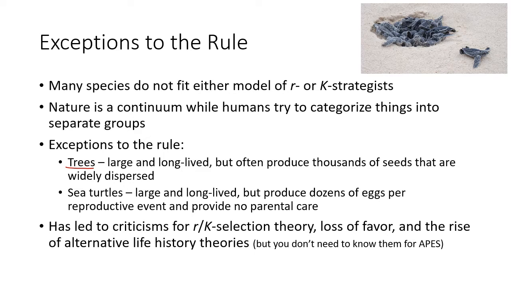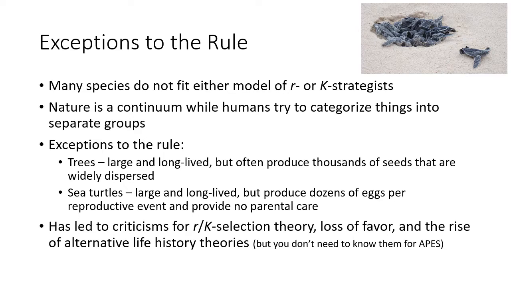Okay. Another example is sea turtles, if we're looking at an animal example. They're large and they're long-lived, but they produce dozens of eggs per reproductive event. They provide no parental care. Once the mother lays these eggs and she goes back to the sea, she will never see these offspring. And many of these offspring are going to die before they reach reproductive age, either in the mad dash to the ocean or in the ocean itself. Okay, so they have some traits of K strategists and some traits of R strategists at the same time.